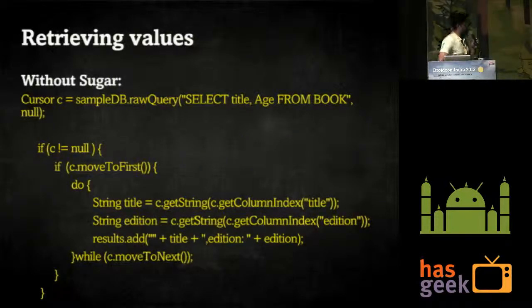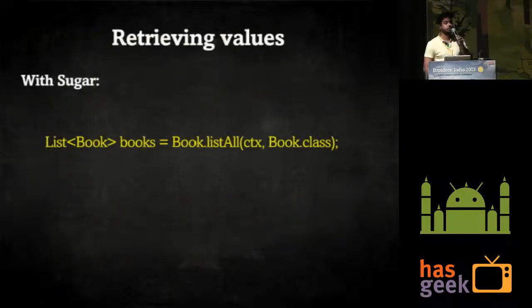How do you query a record? This looks like C code, but it is Java. There's a cursor that you query for, and then from each property you get the values and stuff like that. This is what you do with Sugar. You call book and .list all. It gives you all the records that are present in the table for you.